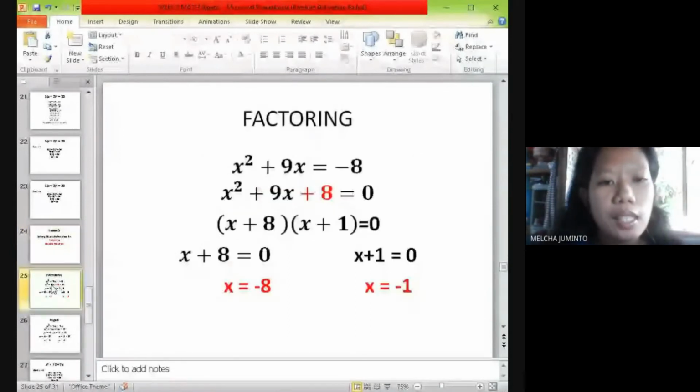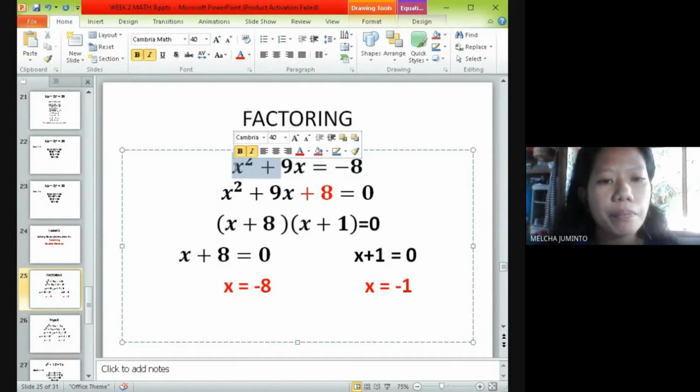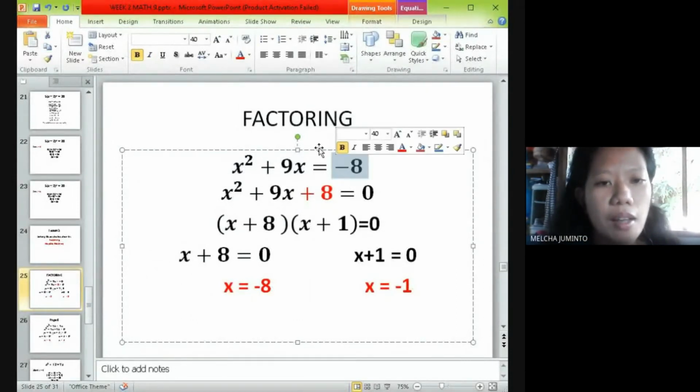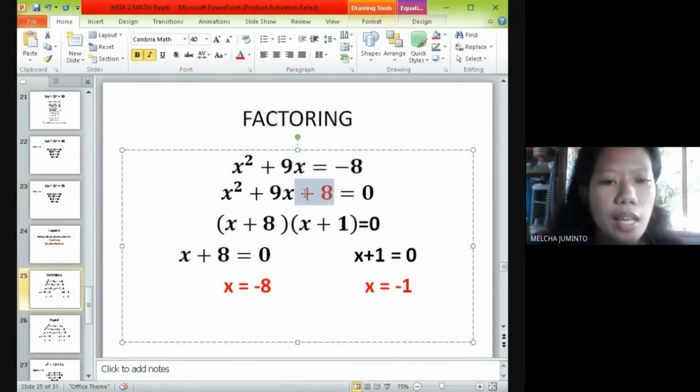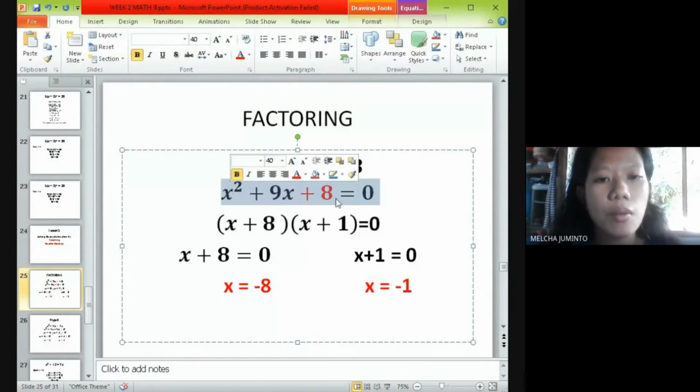Let's say, for example, this is the given equation: x squared plus 9x equals negative 8. This equation is quadratic because there is a term containing x squared. Let us first write it in standard form. In standard form, the right side should be 0, so the negative 8 must be moved to the left. Transferring negative 8 from right to left, it becomes positive 8. Since the right side was removed, you need to write 0. So x squared plus 9x plus 8 equals 0 is written in standard form.